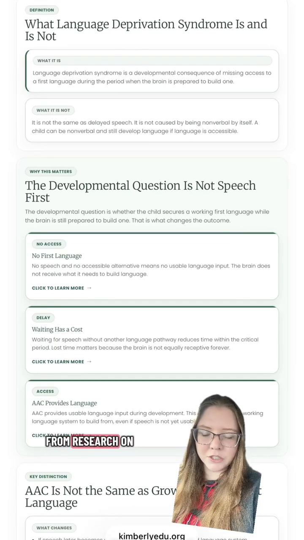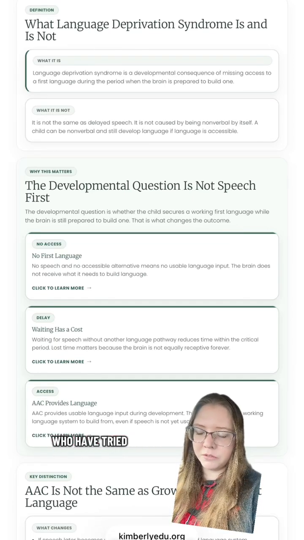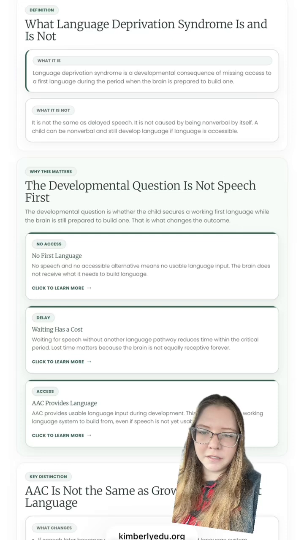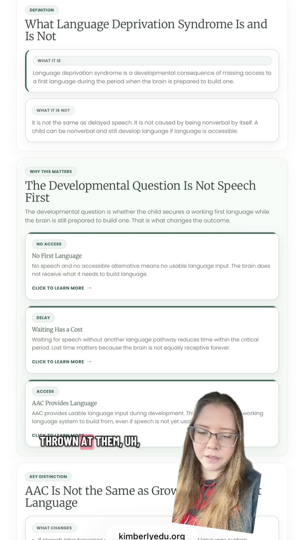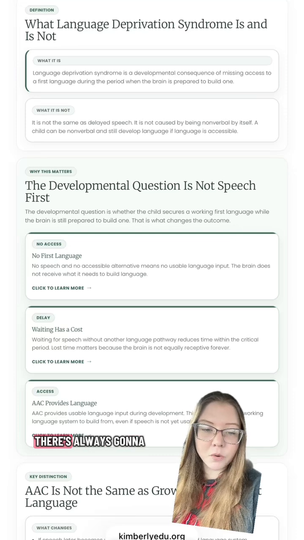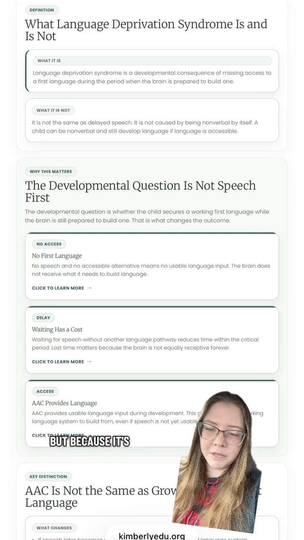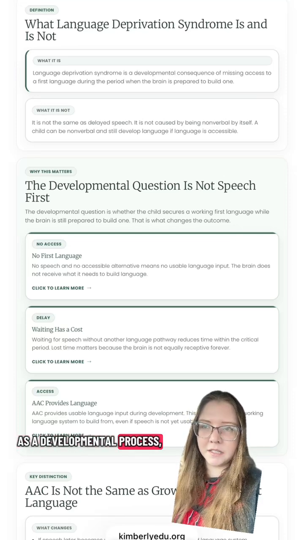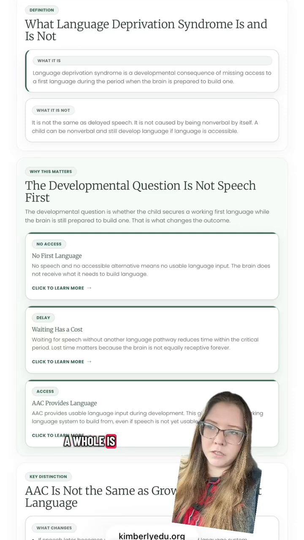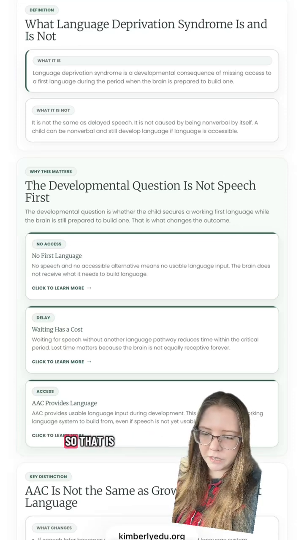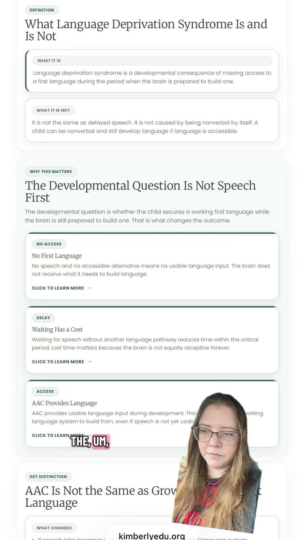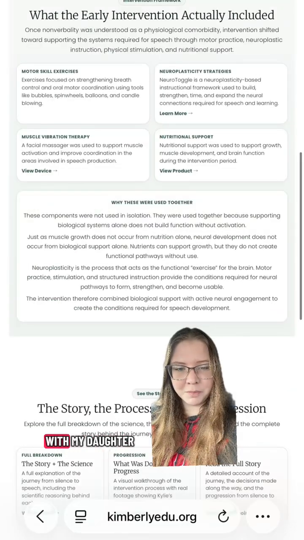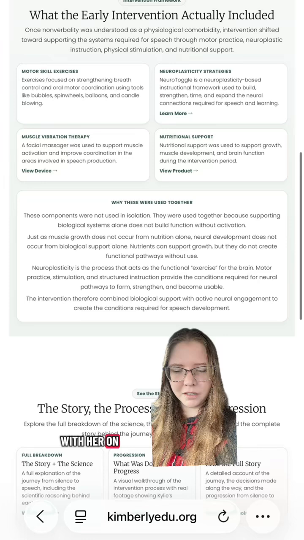I know this from research on feral children and deaf children who have tried to acquire a first language after that critical period. Even with all of the resources thrown at them, it was unsuccessful. There's always going to be outliers. But because it's species conserved, as a developmental process, the species as a whole is biologically constrained to that time window, so that is the rule, basically.